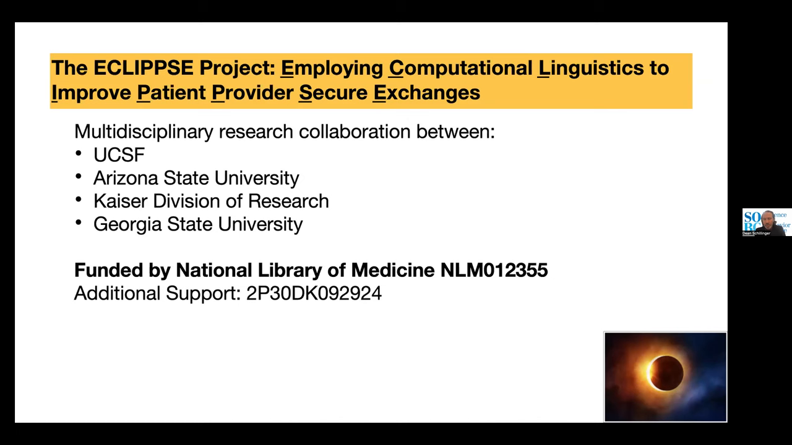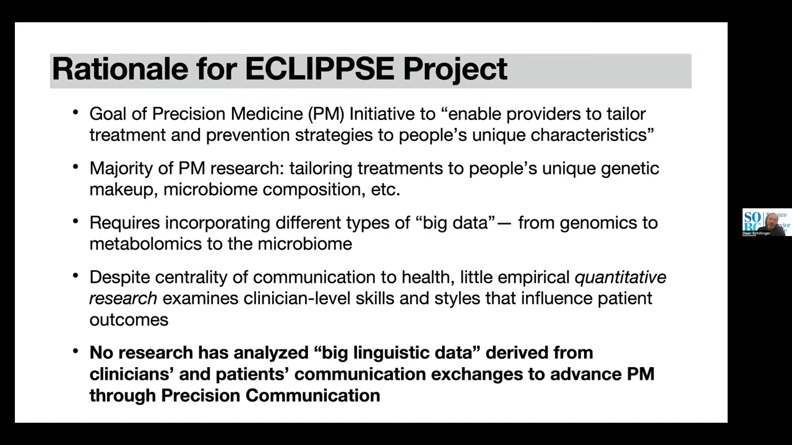Now, the rationale for the Eclipse Project is that the goal of precision medicine, a very important NIH initiative, is to, quote, enable providers to tailor treatment and prevention strategies to people's unique characteristics. And the majority of precision medicine research has involved the tailoring of treatments to people's unique genetic makeup, their microbiome composition, et cetera. And it has required incorporating different types of so-called big data from genomics to metabolomics to the microbiome to try to advance the construct of precision medicine.